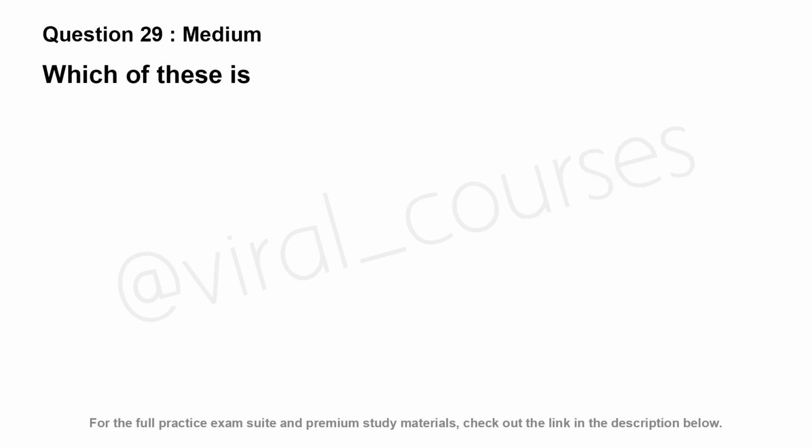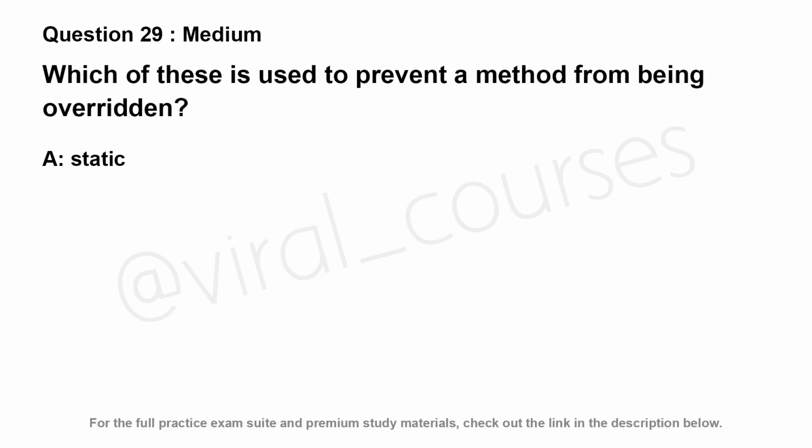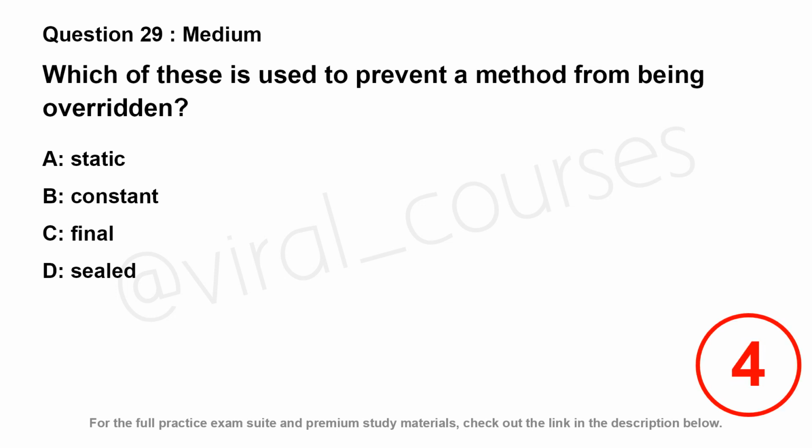Which of these is used to prevent a method from being overridden? Option A. Static. Option B. Constant. Option C. Final. Option D. Sealed.